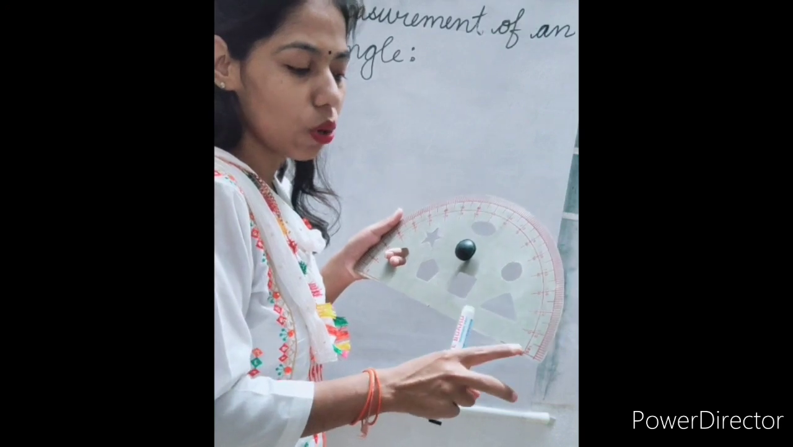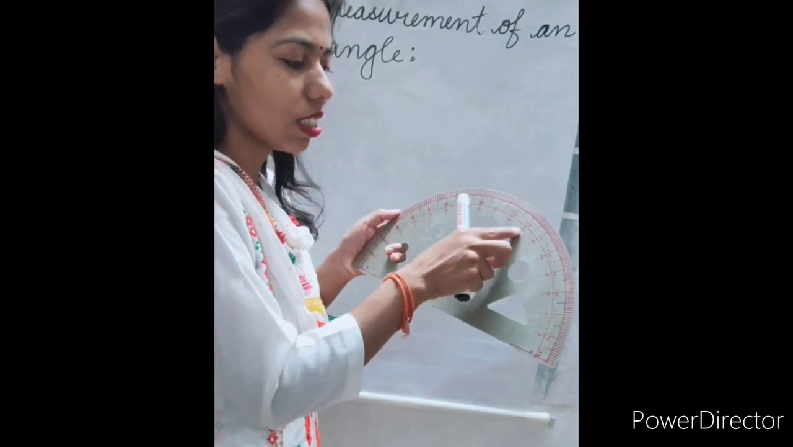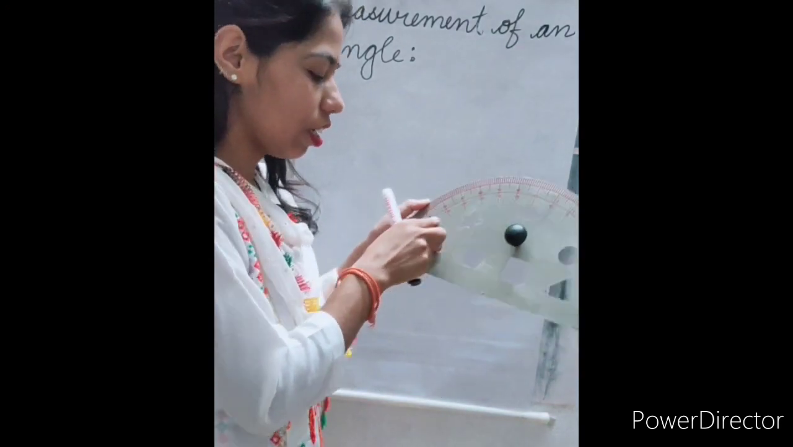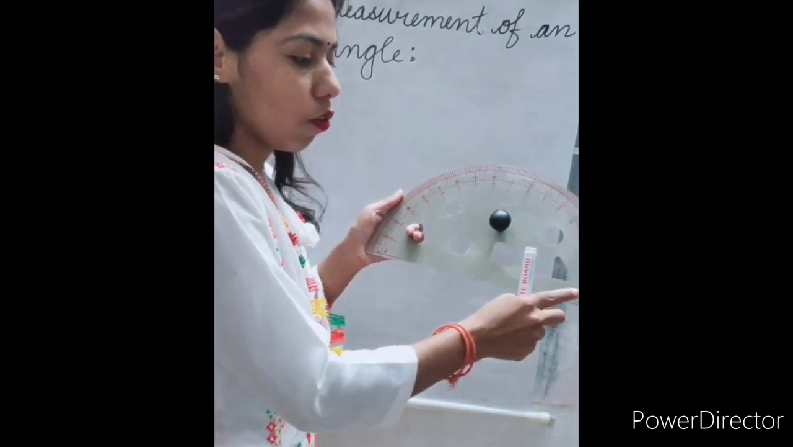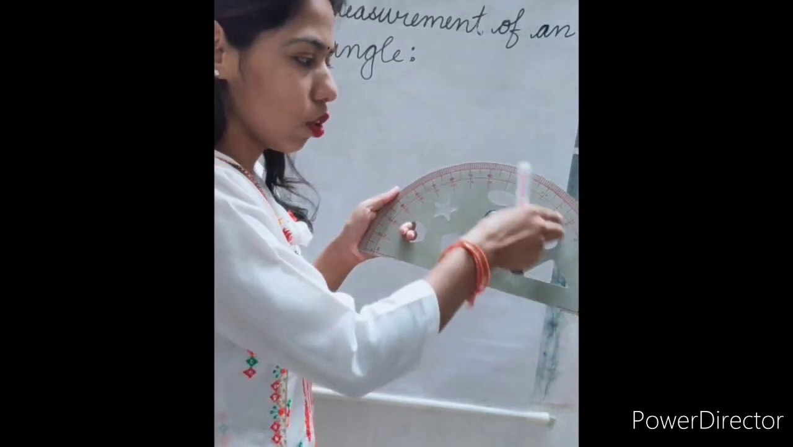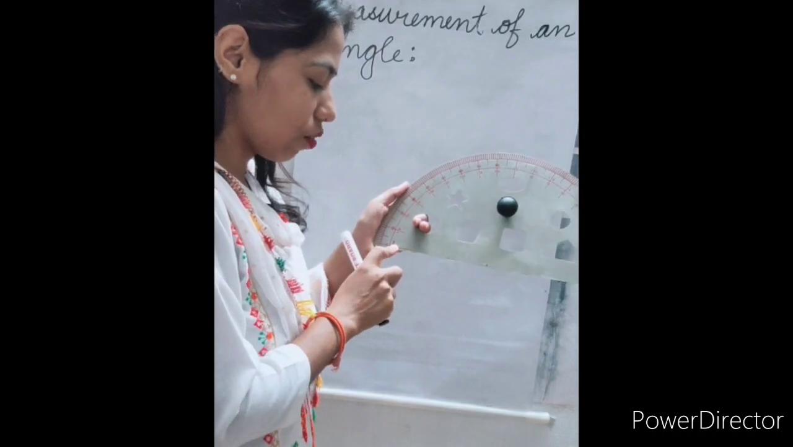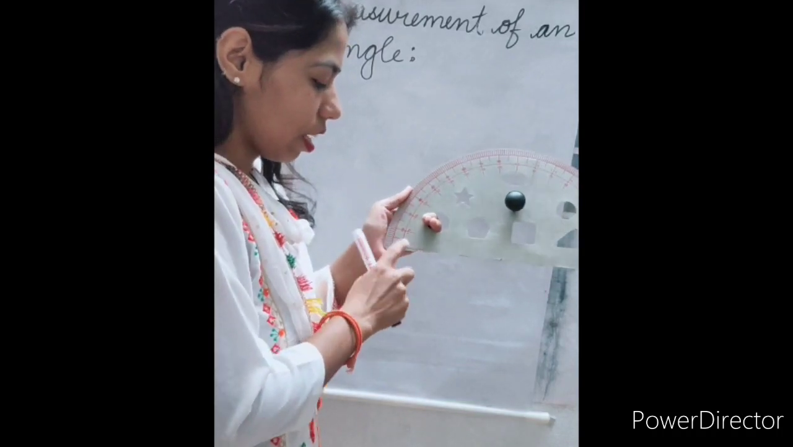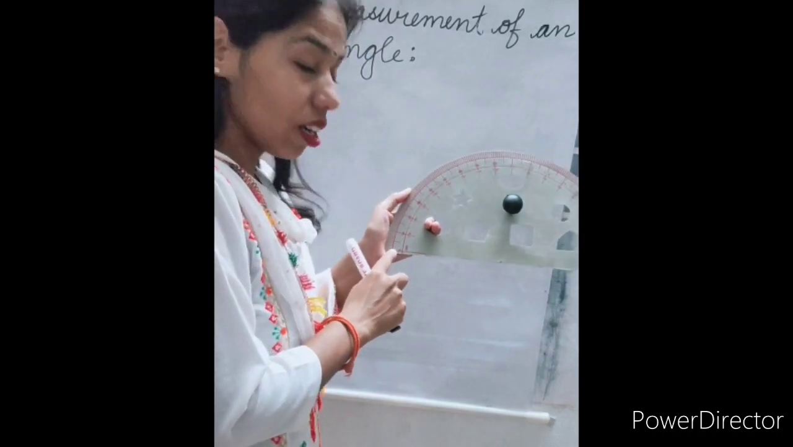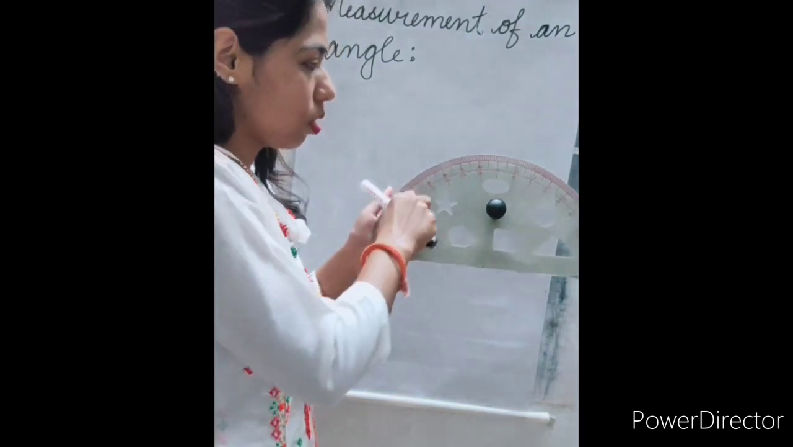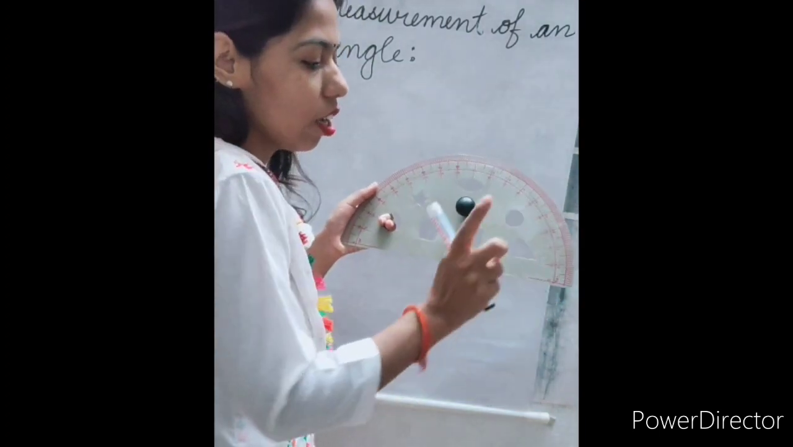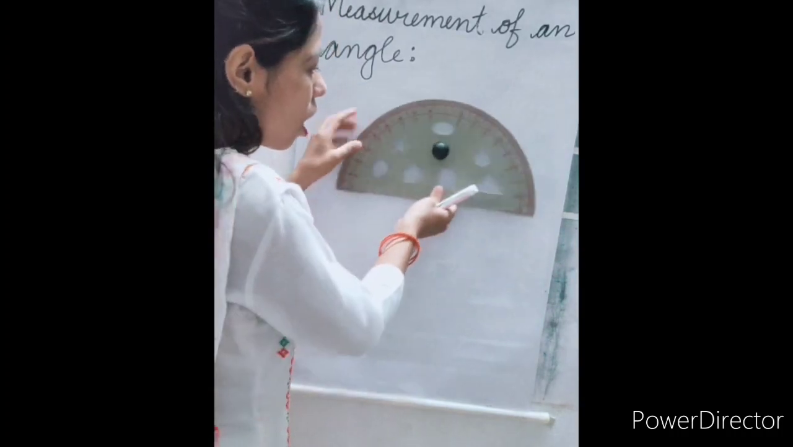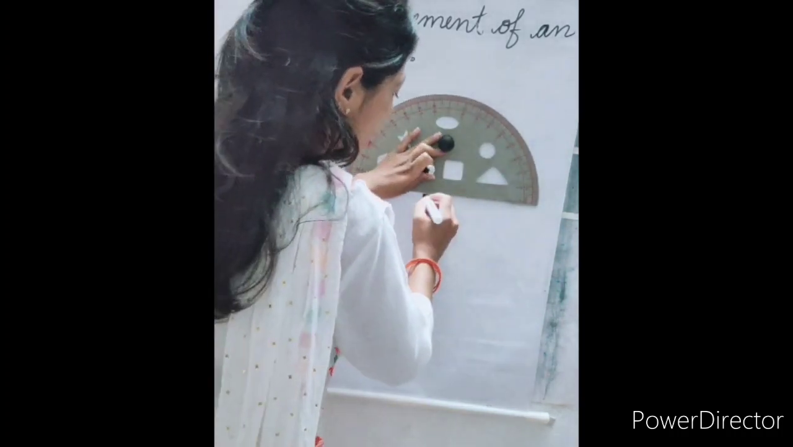It starts from 0, 10, 20, 30, 40, 50, 60, 70, 80, 90, 100 up to 180. From this side it starts from 0 and ends here at 180 degrees, and in the same way here is 0 again, and from this 0 it ends here at 180 degrees. Now we will understand how to measure different angles.